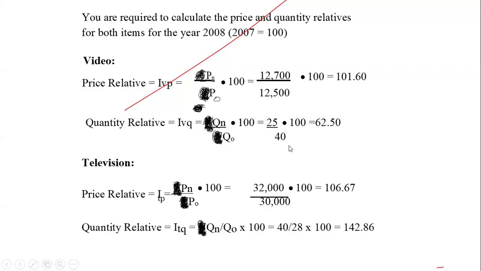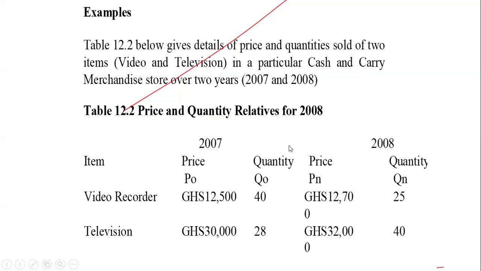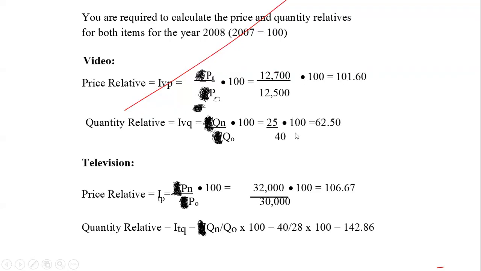Then the quantity will also be, go to the table again. So for quantity, you use the quantity value. That will also be Qn divided by Q naught times 100. So that will be 25 over 40 times 100. So that's what you are seeing here. That's how we are seeing it.